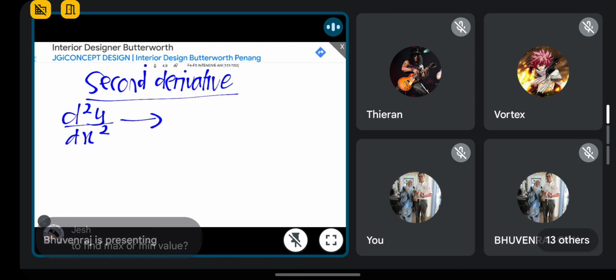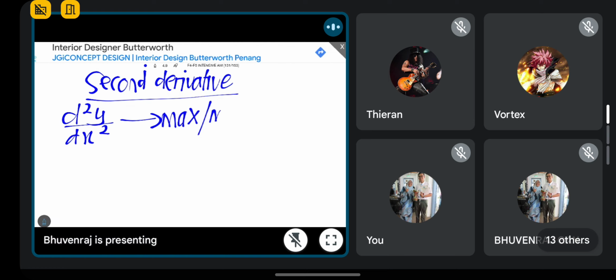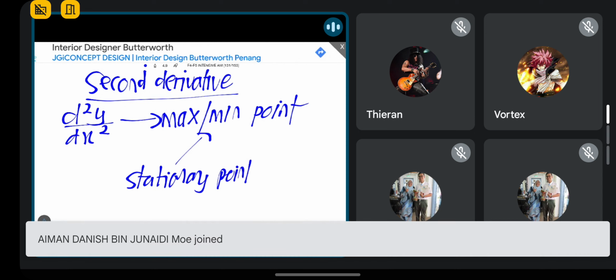When do we use this, guys? Yes, very good, Jesh. To find max or minimum point. Correct. Guna yang ni untuk cari titik minimum atau titik maximum. Okay, basically, you're going to determine this from a stationary point. Okay, dari titik pegun, kamu akan tentukan titik ni sama ada dia minimum atau maximum.